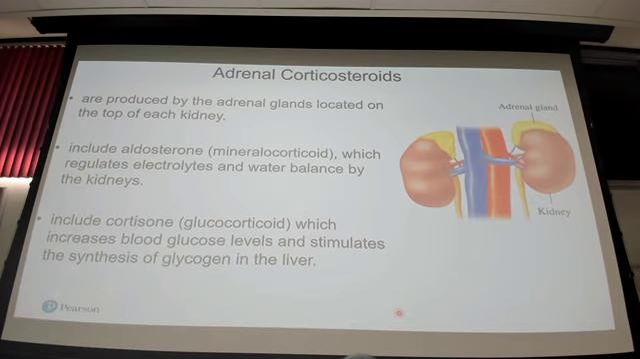So adrenal hormones, two types: aldosterone, a mineralocorticoid, is responsible for maintaining electrolyte balance. And then you have cortisone. We're very familiar with cortisone, cortisol. That is responsible for glucose metabolism and maintaining glucose levels in our body. And here is the location of the adrenal gland on top of each of our kidney organs.